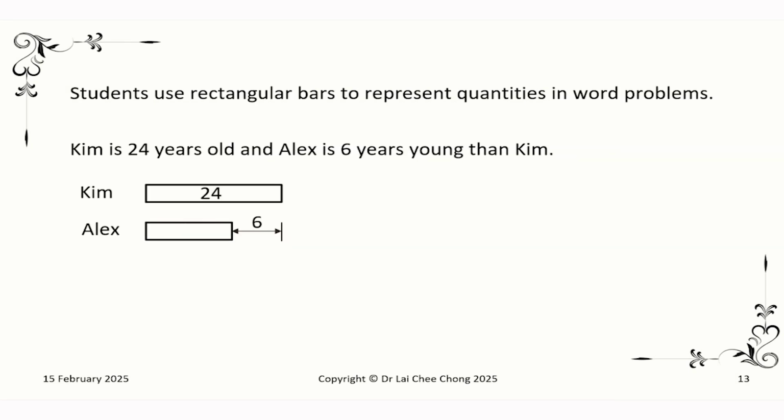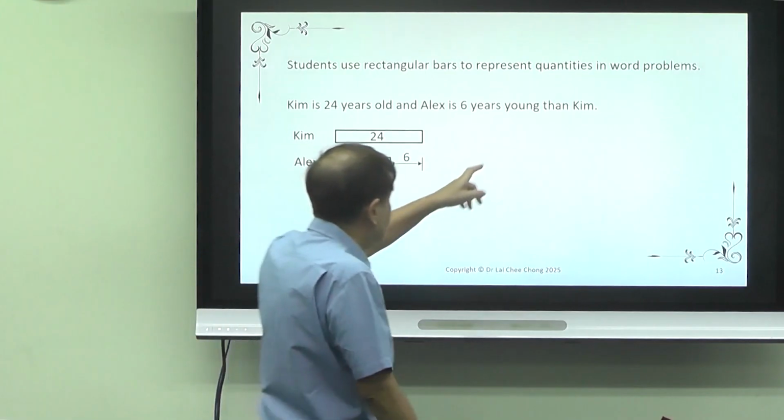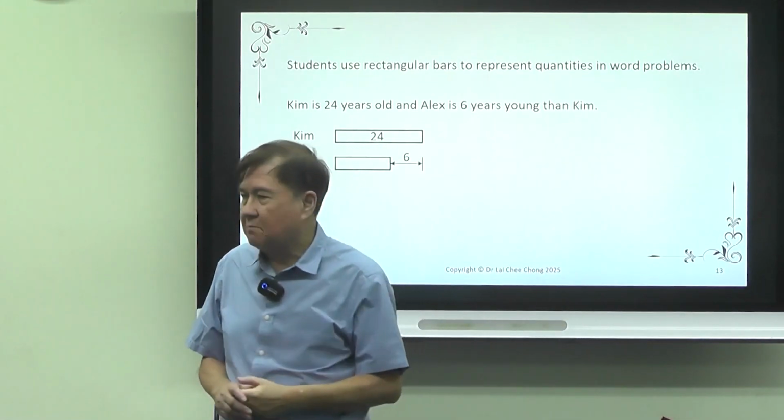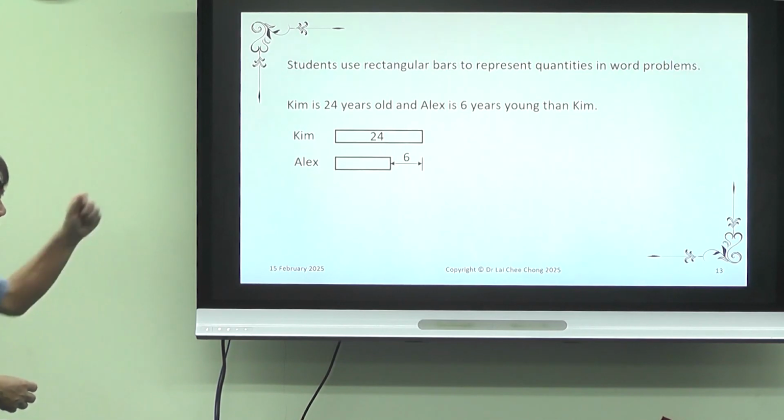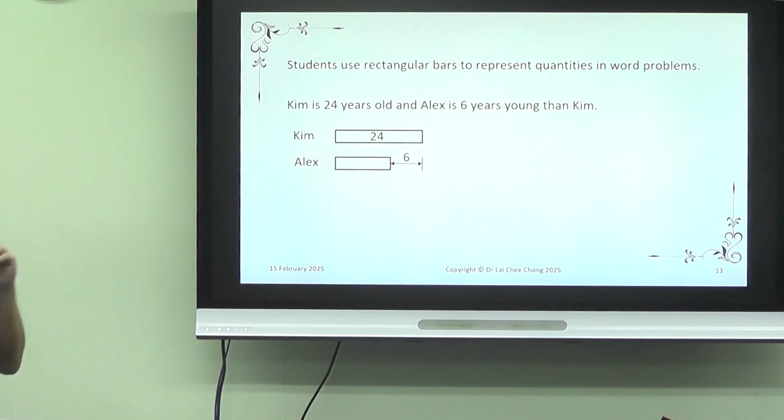Now, let's look at this example here. Ken is 24 years old, and Alex is 6 years younger than Kim. How do you draw this bar model? Okay, who is older? The kids say Kim is older, Alex is younger. Okay, how do you draw the bar model?